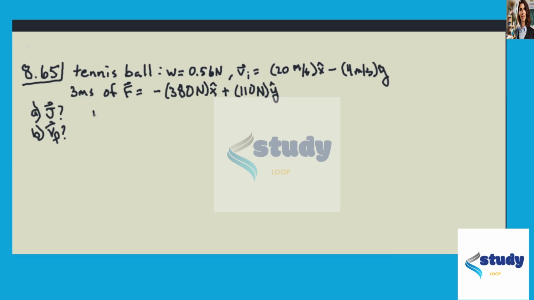So, before we get anywhere else, let's just real quick be careful and divide the weight we're given by the acceleration due to gravity, and we find that this has a mass of 0.0571 kilograms.